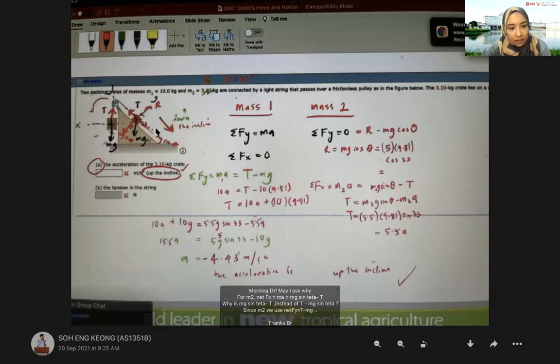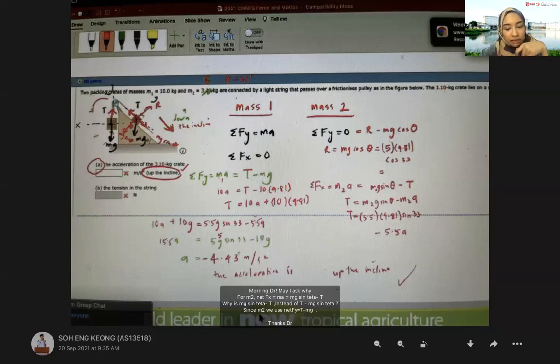Okay, tengok sini. Kita ada mg sin theta to the right and tension over here. So condition kita adalah for mass 2, net Fx equals to m2a equals to m2g sin theta minus T. Okay, this is my equation over here. But why is mg sin theta minus T instead of T minus mg sin theta? Since M2 we use net Fy equals to T minus mg.